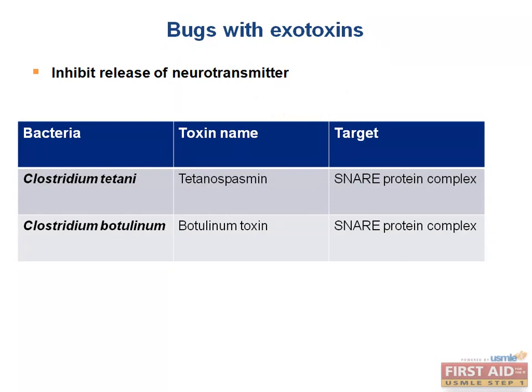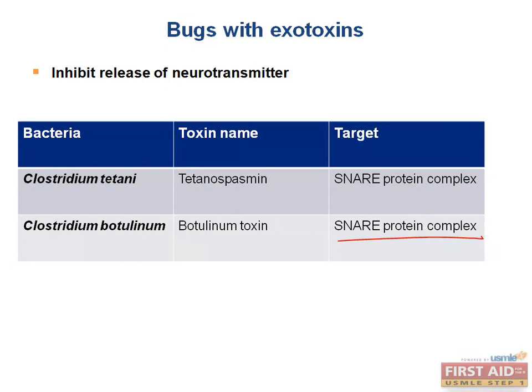Similar to C. tetani, Clostridium botulinum toxin also blocks the release of a neurotransmitter. The mechanism is the same, actually. It cleaves the snare protein complex required for transmitter release. In this case, however, it is the release of stimulatory acetylcholine from the presynaptic nerve terminals.